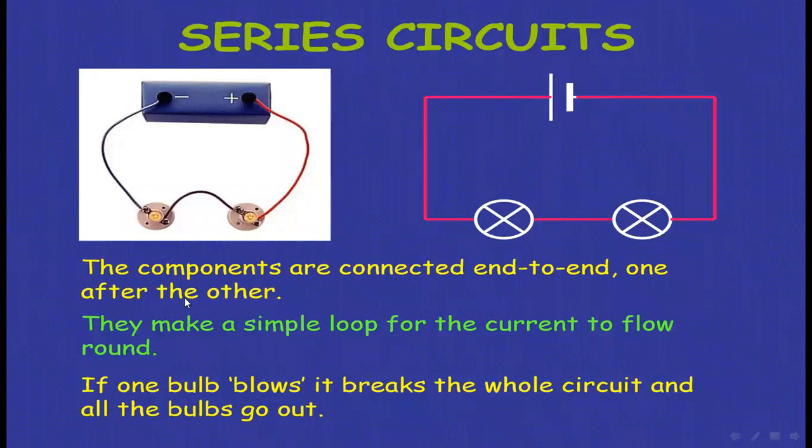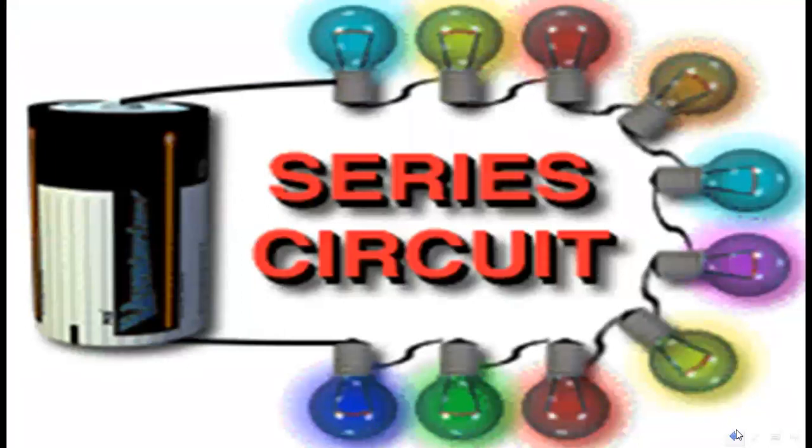In series circuits, the components are connected end to end. See, one after another, like this. They make a simple loop for the current to flow around. If one bulb blows, it breaks the whole circuit and all the bulbs go out, like this.